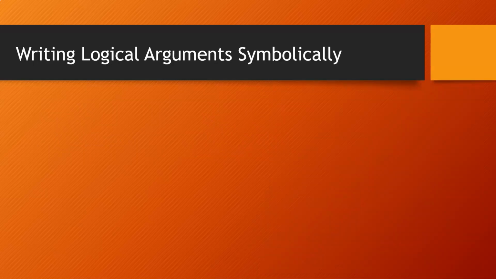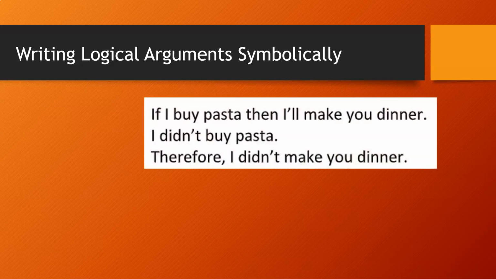In that last example, you can see that logical arguments quite often have words. And what we'd like to do is take those arguments that contain words and translate them into symbols so that we can use what we know about truth tables to decide whether the arguments are valid or not. Here's an example of a logical argument with words. If I buy pasta, then I'll make you dinner. I didn't buy pasta, therefore I didn't make you dinner. There are 2 premises to this argument and a conclusion.